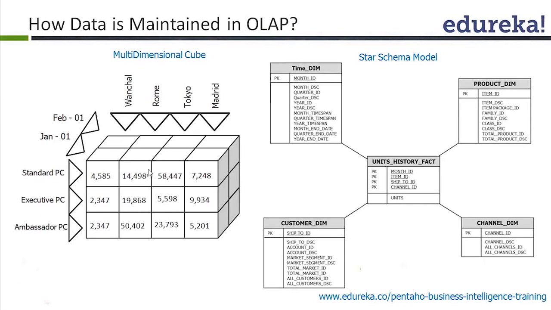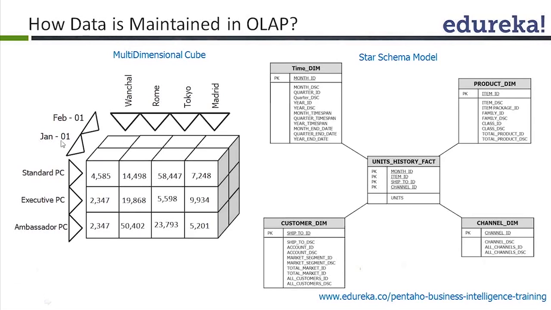Now on the left side you can see a cube, a multi-dimensional cube. So it has not only length and width, but also breadth. Vertically on the y-axis you can see standard PC, executive PC, and ambassador PC. This is basically sales of personal computers. On the x-axis these are numbers, you can say units, and on the z-axis, which is the third dimension, is time.